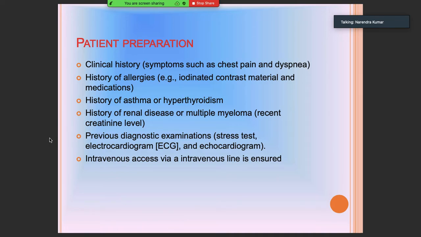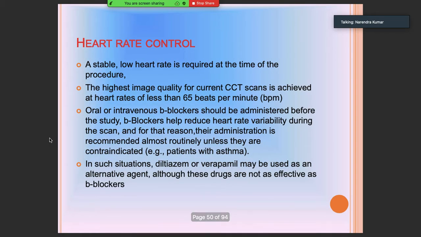And now coming to the patient preparation, we should be aware of the clinical history of the patient in terms of the symptoms. Is the patient having chest pain, dyspnea, or does the patient have any history of allergy, or any associated history of asthma or hyperthyroidism, or any history of renal disease or multiple myeloma? Okay, and there has to be an intravenous access or intravenous line as well.